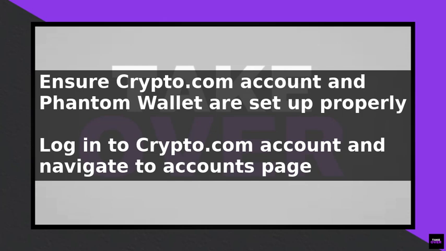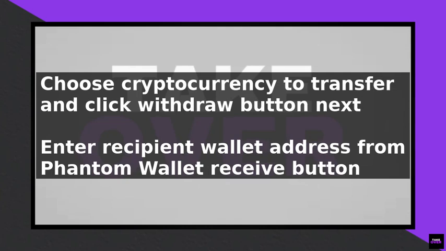Here, you will see a list of all your available cryptocurrencies. Choose the cryptocurrency you want to transfer, such as Solana, and click on the Withdraw button next to it. Next, you will be prompted to enter the recipient's wallet address.